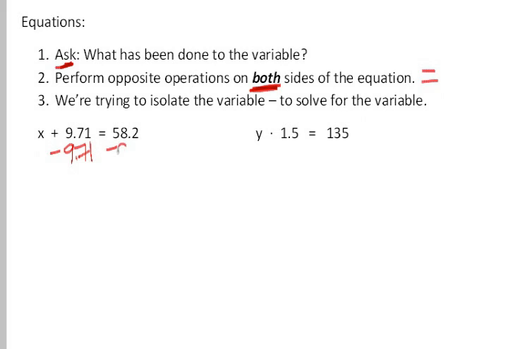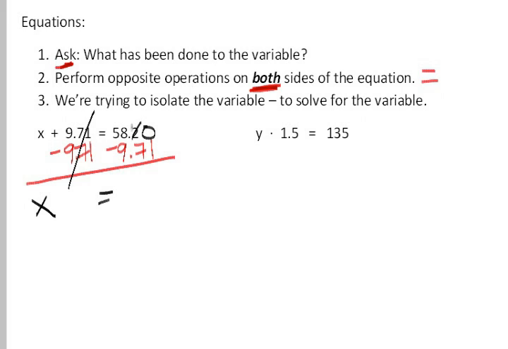And when we do this, we need to be sure that we line up our decimal points and decimal places. So then we're going to solve our problem vertically. On the left side, we bring down the x. 9.71 minus 9.71 is nothing, so there's nothing else that remains on the left side. Bring down the equal sign, and then we're going to do this problem on the right. 58.2 minus 9.71. So we'll need to add a 0 here on the end.